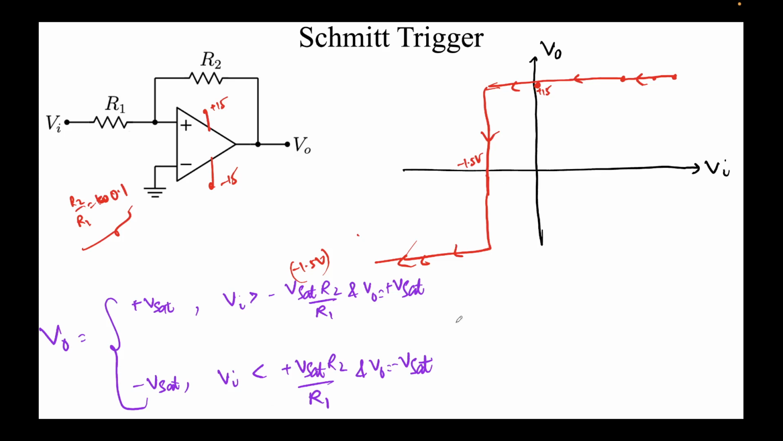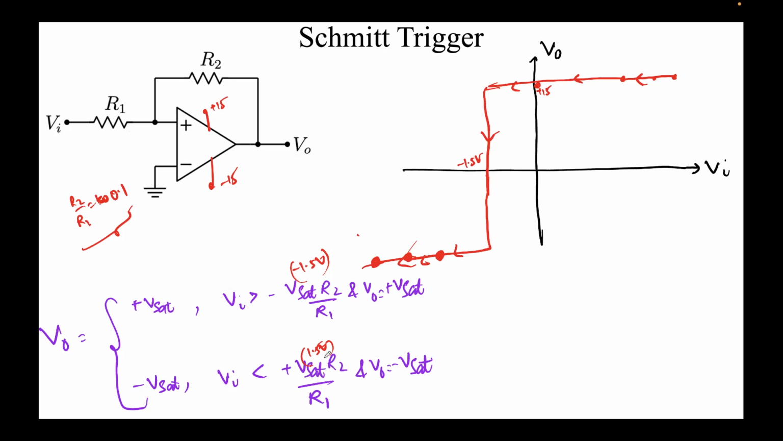Okay, now let's do this case. We saw that at very negative input voltages the output is minus V sat. So these are some data points. When will it switch? We are operating now in this condition. This will switch from low to high at 1.5, because V sat is 15 and R2 by R1 is 0.1. So this will switch at 1.5 volts.